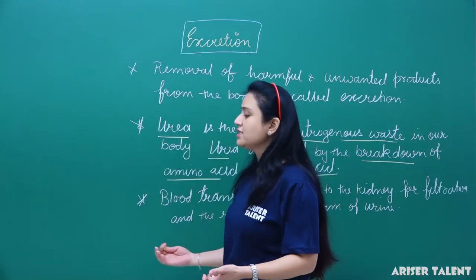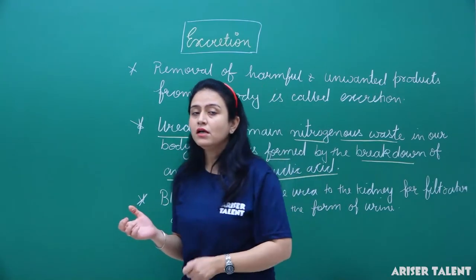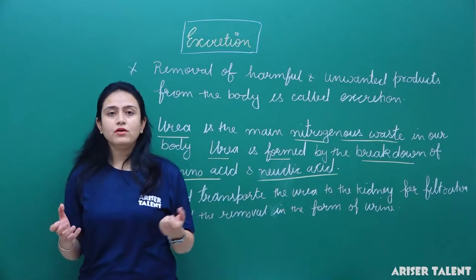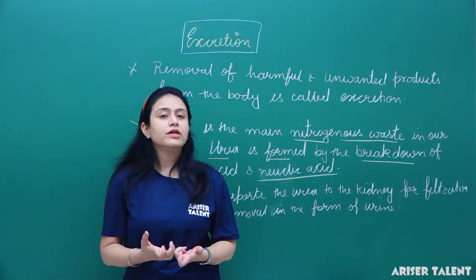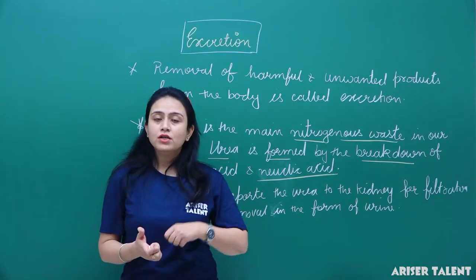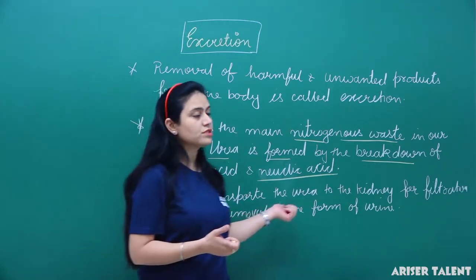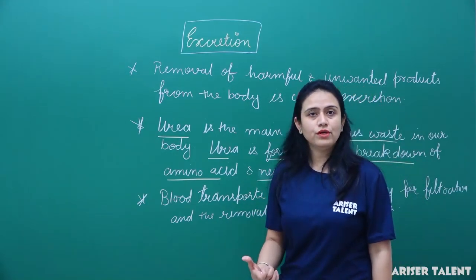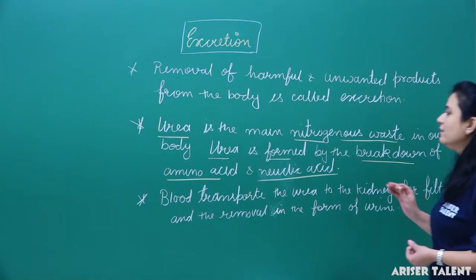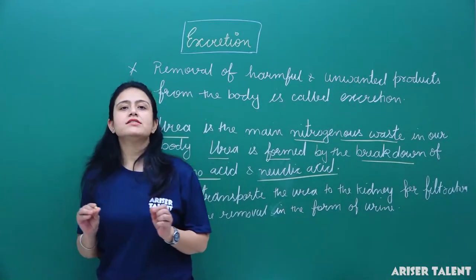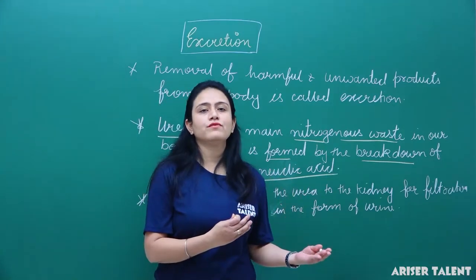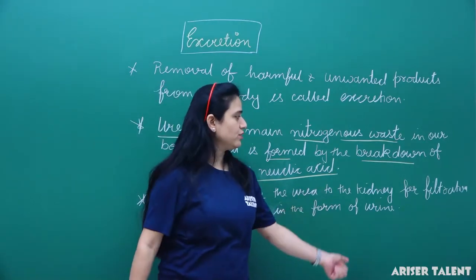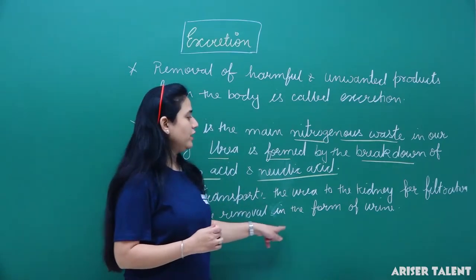Okay, so we all know that blood helps in circulation, or in the transportation of different materials present in the body. It absorbs the nutrients and other waste products as well and transports them from one part of the body to another. So here blood transports the urea to the kidney for filtration and removal in the form of urine. Whatever waste materials there are, they are transported from one part of the body to another by blood only.